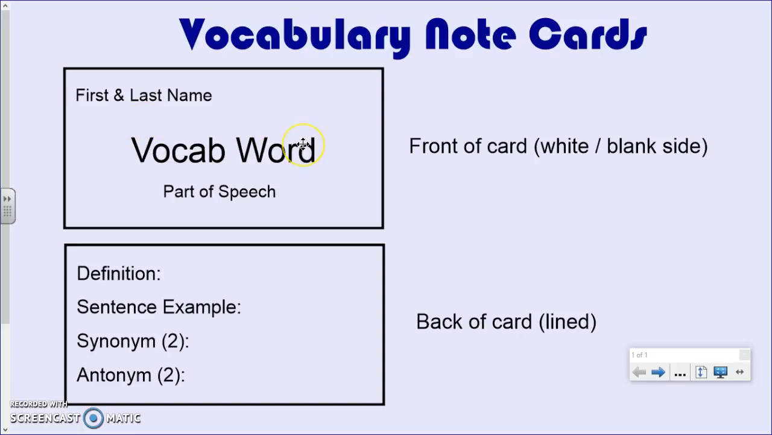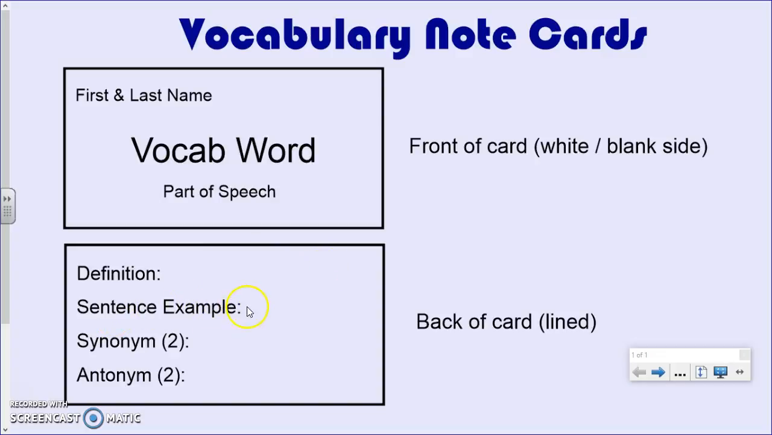The vocab word goes in the middle, quite large, and below it goes the part of speech. And this all goes on the front or the white blank side of the card. On the back of the card, there are 4 pieces of information that are required. You need the definition, and you need to actually label this. So you need to write definition, do the semicolon, and then actually write it out.